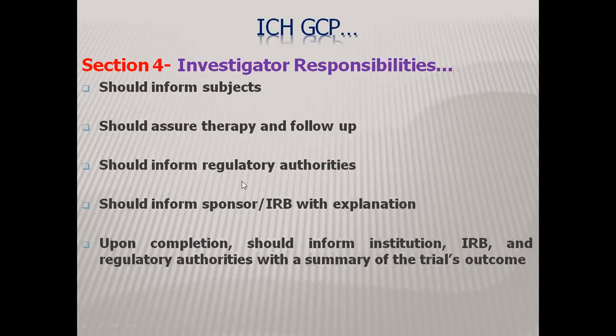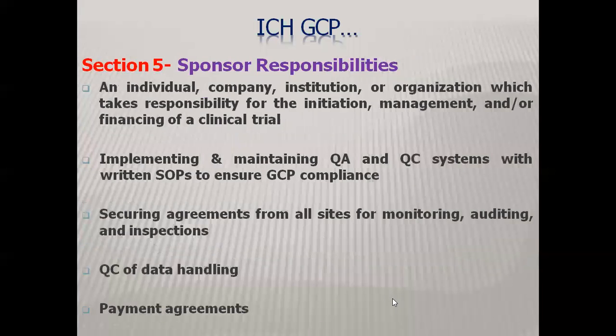Then he should inform regulatory authorities. He should inform the sponsor and IRB with explanation, and upon completion should inform the institution, IRB and regulatory authorities with a summary of the trial's outcome. So what all happened in this particular clinical trial, whether it went out successfully, how many adverse events happened, how many serious adverse events happened, how did you tackle that, and what was your end result of the whole clinical trial? All that he has to report to regulatory authorities, IRB or institution.